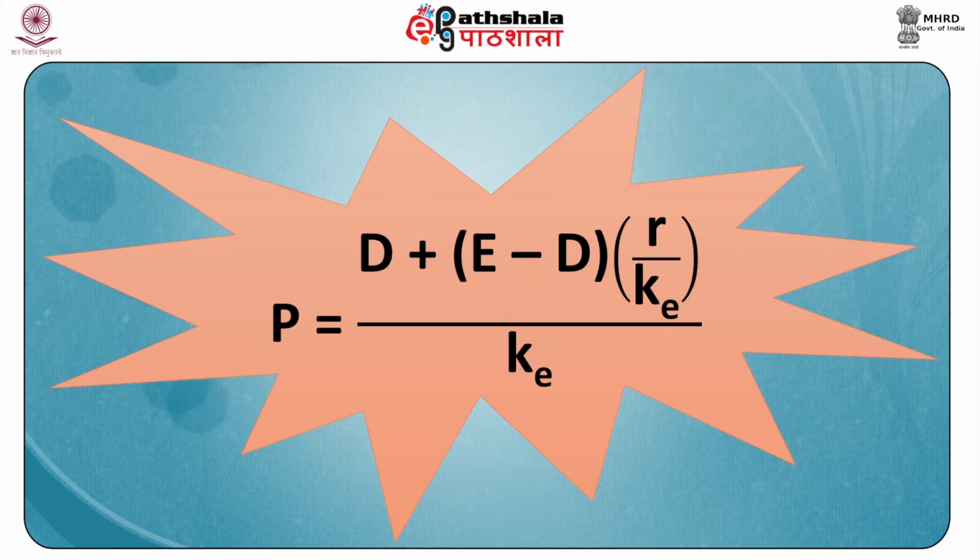The following formula is used to calculate the price of the share. P is equal to D plus (E minus D) times R divided by KE, whole divided by KE, where P stands for market price of the share, D dividend per share, E earnings per share, R internal rate of return of the firm, and KE cost of capital of the equity or the equity capitalization rate.